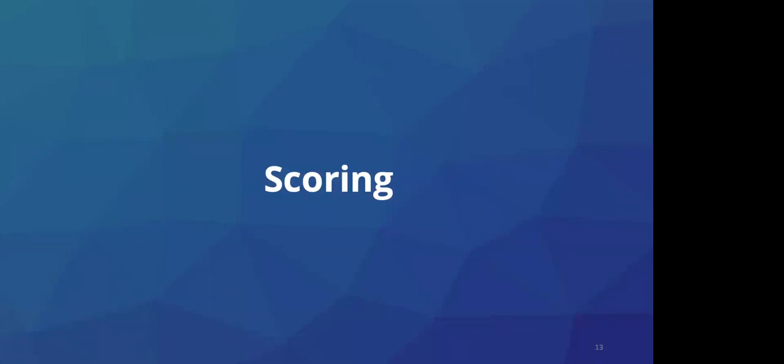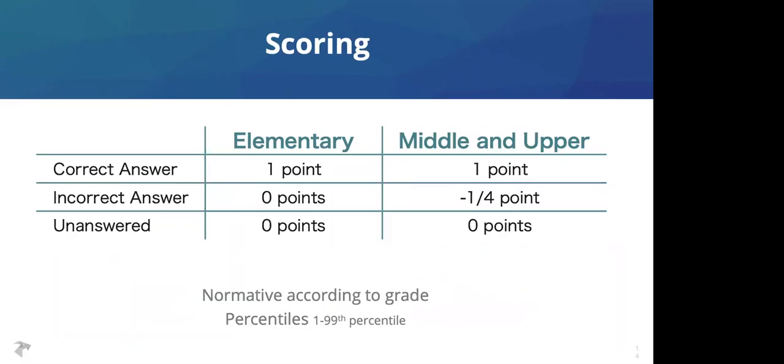Next, we'll discuss how the SSAT is scored. On the elementary level, students receive 1 point for correct answers and 0 points for incorrect answers or questions left unanswered. On the middle and upper levels, students receive 1 point for correct answers, minus 1/4 point for incorrect answers, and 0 points for questions left unanswered. It's important to note that the SSAT is scored normatively based on grade level, and scores are presented as percentiles.